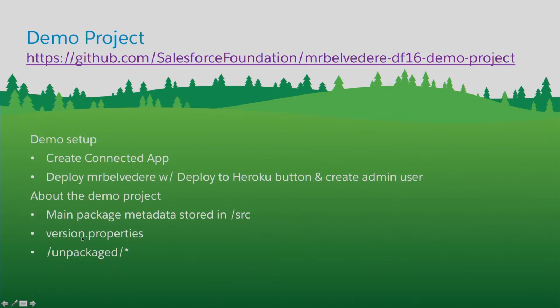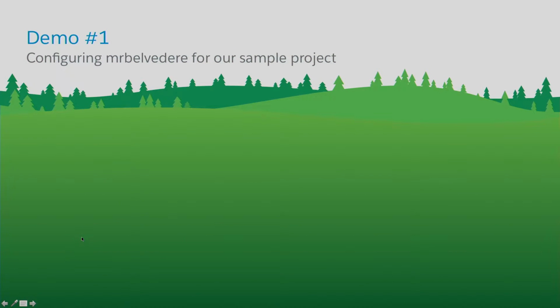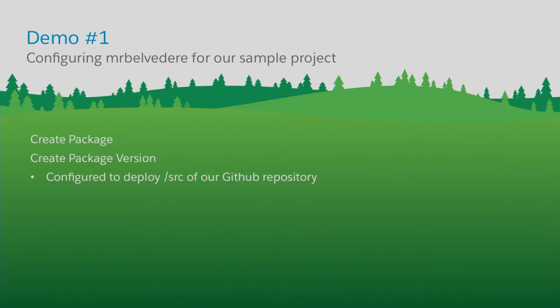So the first thing that we have to do is go tell our new Mr. Belvedere instance how to, or point it at this GitHub repository. So to do that, we've got to create a package version, link that package version out to the source directory of our GitHub repository, and then go set that as the current GitHub version on the package so that it's kind of published and available in the installer.